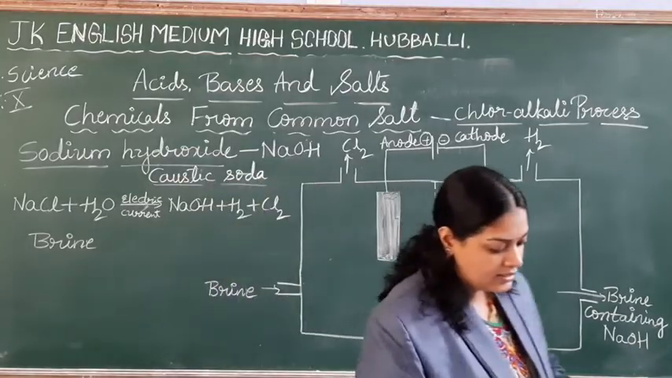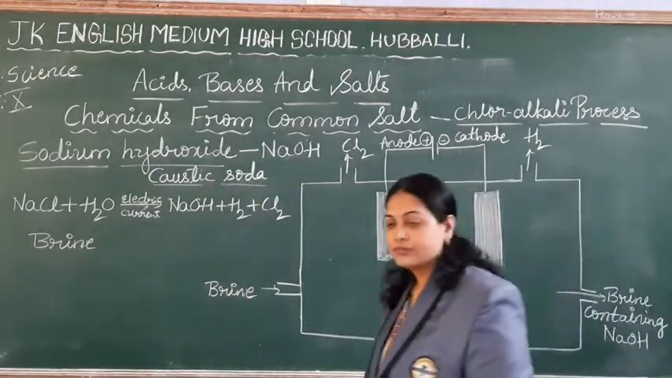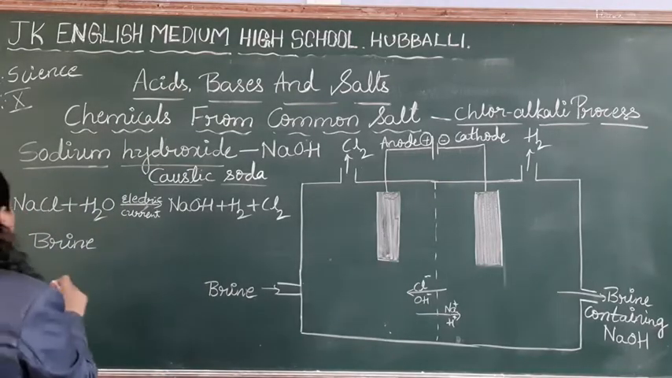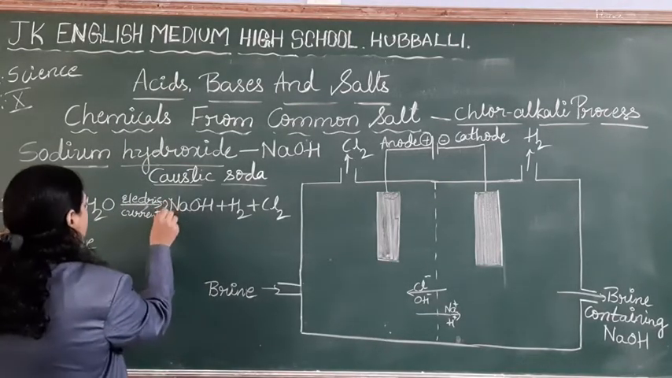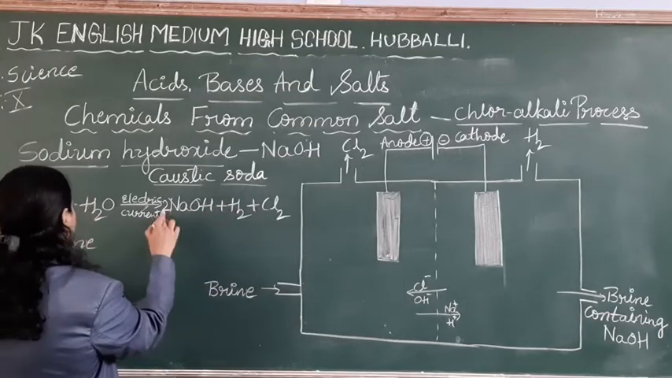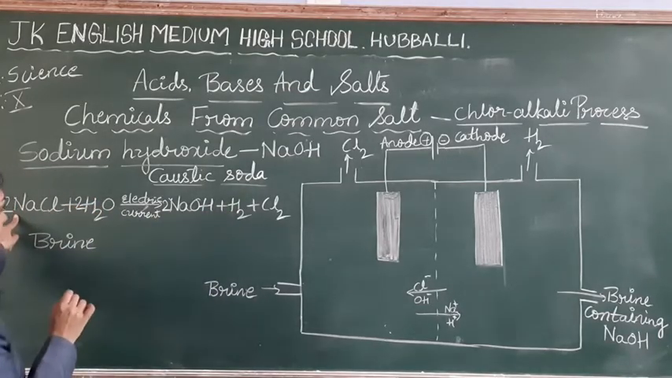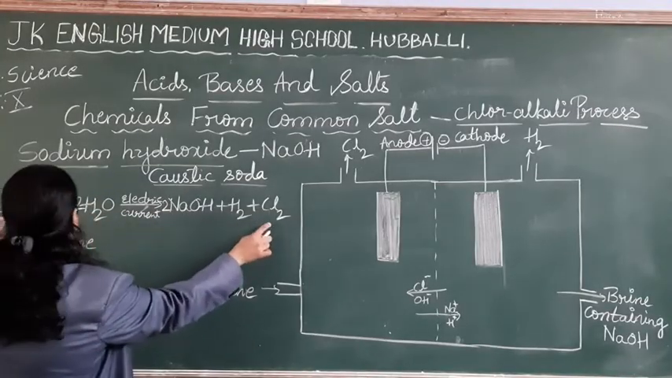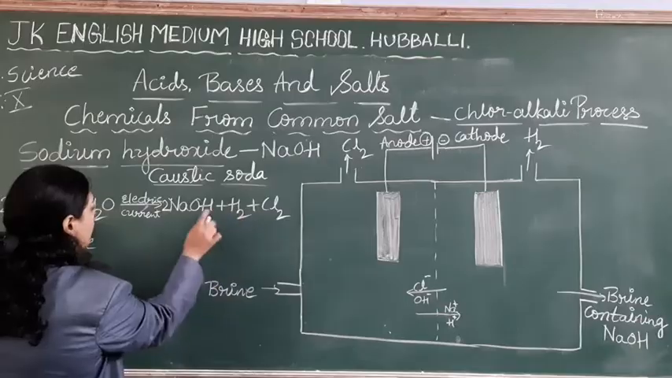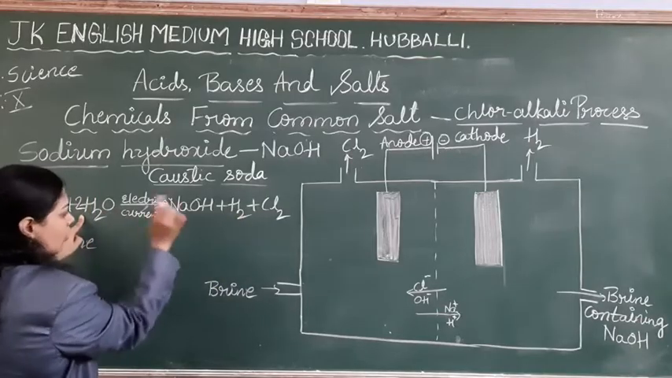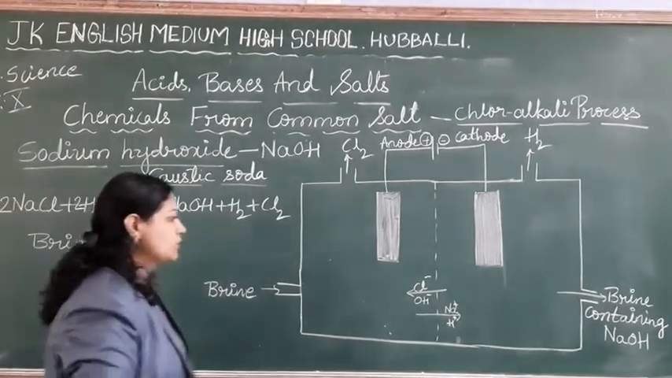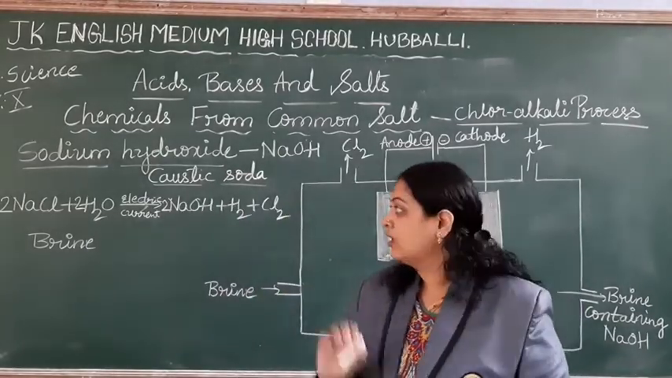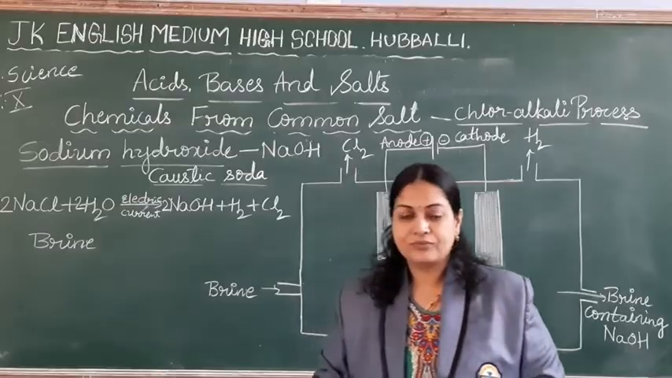Check, students, is the equation balanced? No, here there are 2 chlorine, here 1. So let me balance the equation first. 2 sodium, and hydrogen 2 plus 2 is 4, 2 twos are 4. Check once again. 2 sodium, 2 sodium, 2 chlorine, 2 chlorine, 4 hydrogen, 2 plus 2 is 4, oxygen 2, oxygen 2. Right? The equation is balanced. This is the way of manufacturing sodium hydroxide.